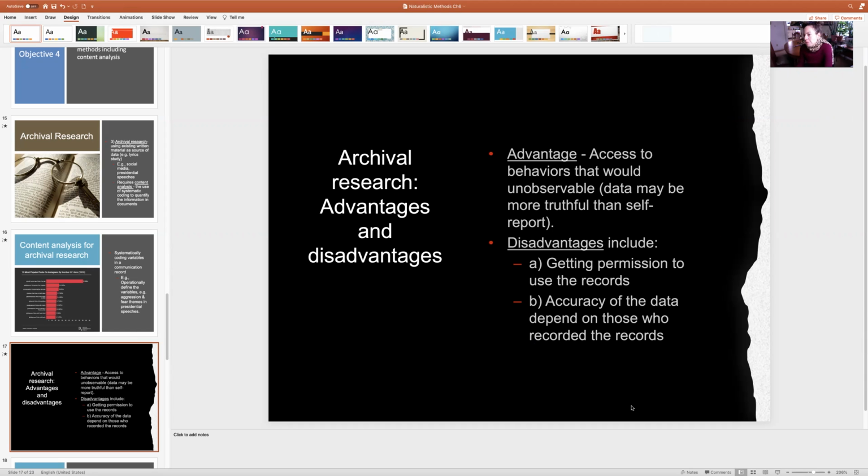Disadvantages include getting permission to use the records. Social media posts may be difficult to get a good sample of. You'd have to get some cooperation from, say, Facebook, Twitter, or whatever. Otherwise, you only have access to people who are in your contact base. Finally, the accuracy of the data often depends on those who recorded it. If somebody else is recording the data in a database, there may be errors in that database, and there will then be errors in your data that have been recorded from that database.